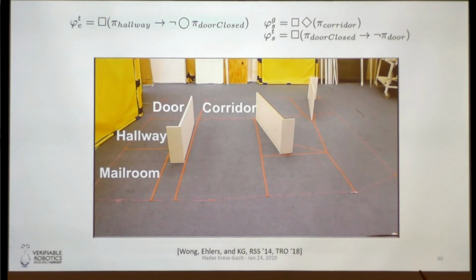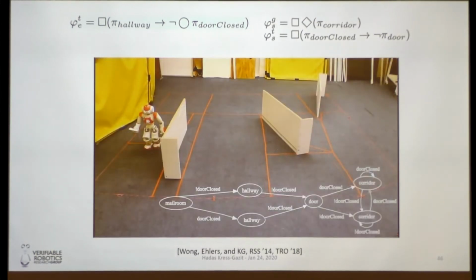Now this is my assumption, the left-hand side in light blue: if I'm in the hallway, I'm assuming the door is going to be open. Not closed, open. So if I'm in the hallway, I'm assuming the door is going to be open. So this is what you get. So we have a robot.